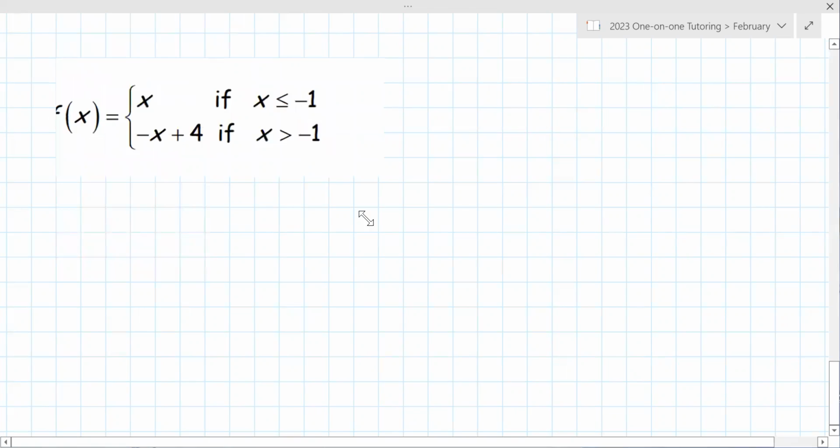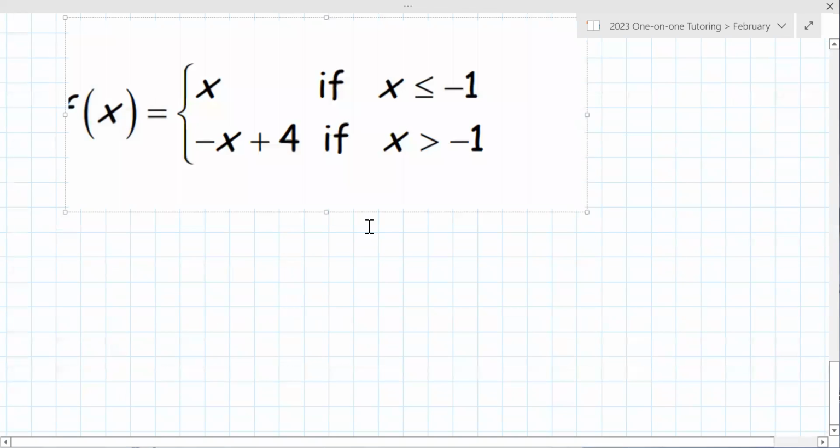Let's have you try this one a little bit more on your own here. Let's start out with f of -1. Just tell me which one you're going to use, the top or the bottom, and why.